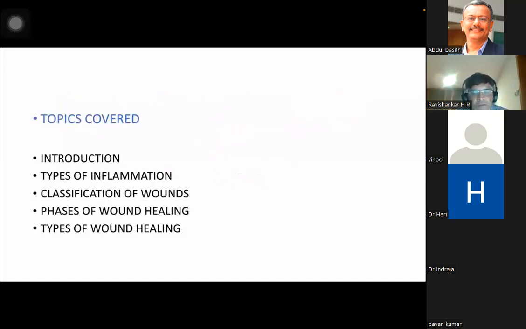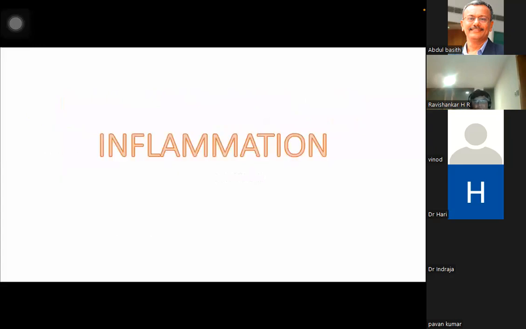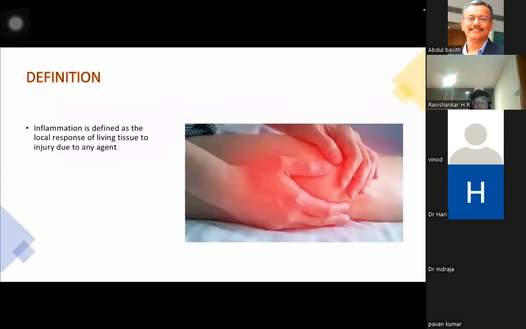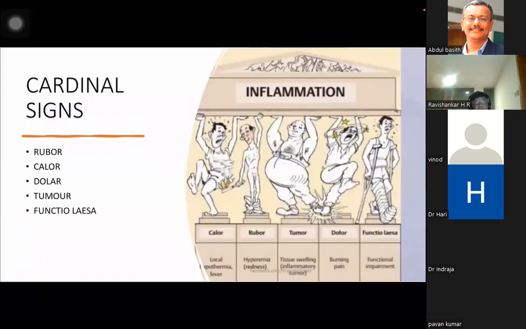Today's topics to be covered are introduction to inflammation and types of inflammation, classification of wounds, phases of wound healing and types of wound healing. Inflammation: the definition of inflammation is the response of a living tissue to an injury, whatever the agent is. The cardinal signs of inflammation are rubor, calor, dolor, tumor, and functio laesa. Clinically, rubor is redness, calor is temperature, dolor is pain, tumor is swelling, and functio laesa is loss of function.